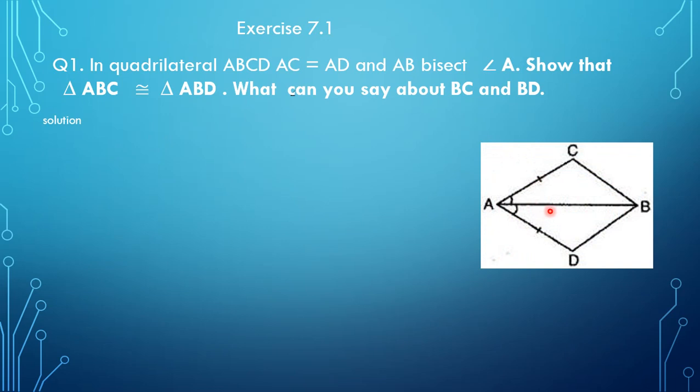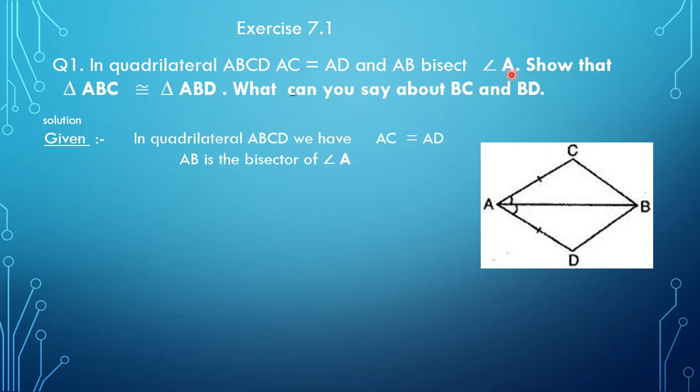The given figure is this. Since we have to show that, always remember whenever it is written show that or prove that, we have to write the solution systematically. First point is given. What is given in the problem? In quadrilateral ABCD, AC is equal to AD and AB is the bisector of angle A. Next point, to prove. We have to prove triangle ABC is congruent to triangle ABD.